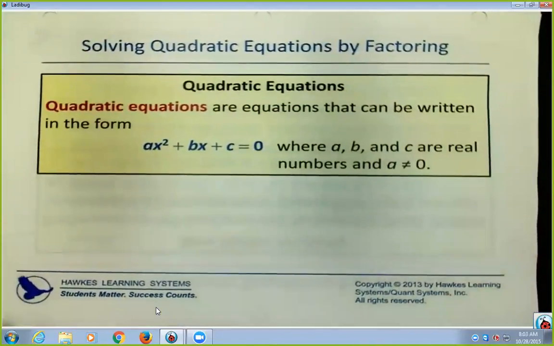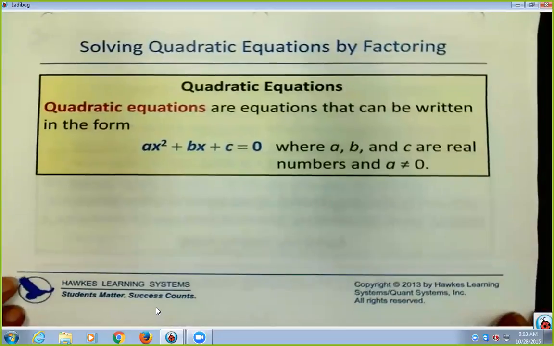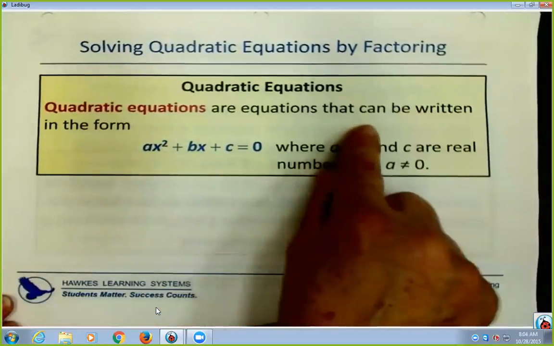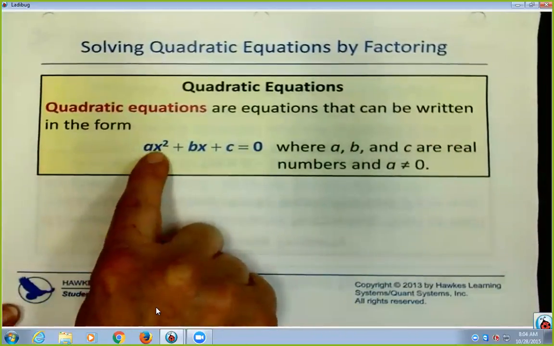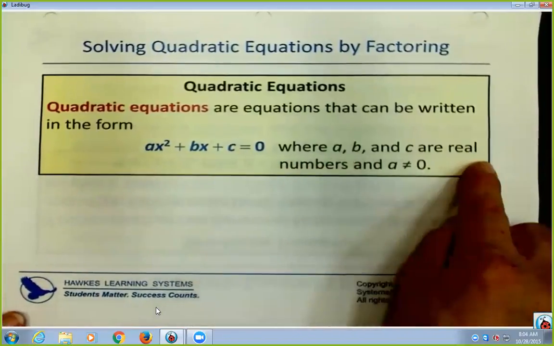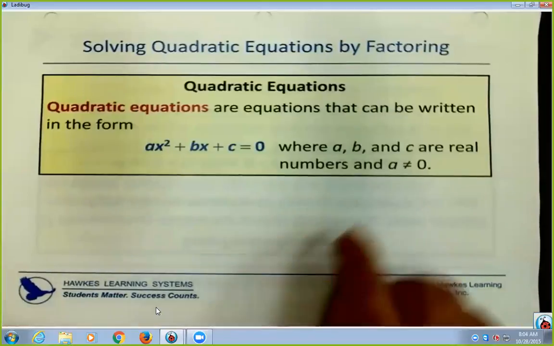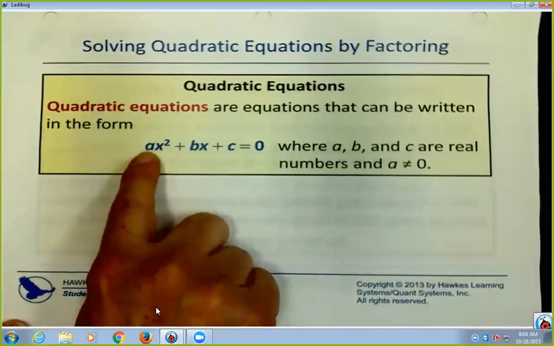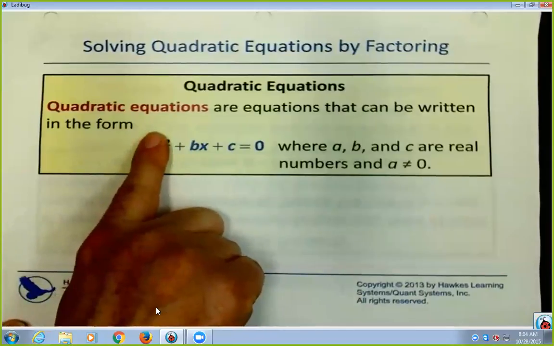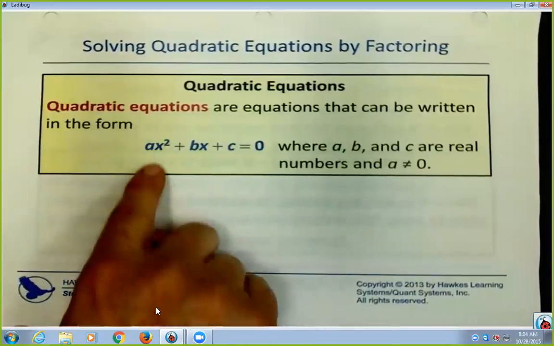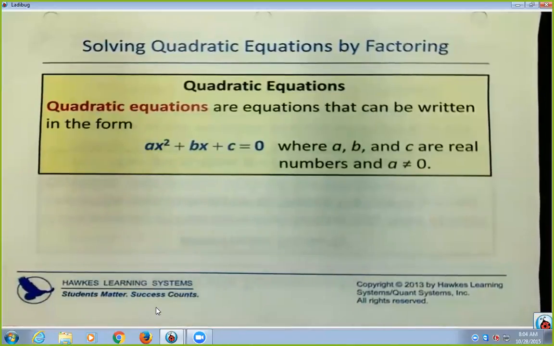So what are quadratic equations? We've dealt with them back in chapter 6 when we factored things, and when we looked at those, we had equations written in this form of ax squared plus bx plus c, where a, b, and c are real numbers and a cannot equal 0. We cannot have a 0 out in front because it would no longer be a quadratic equation, it would be a linear equation. So if a were 0, it's no longer quadratic.